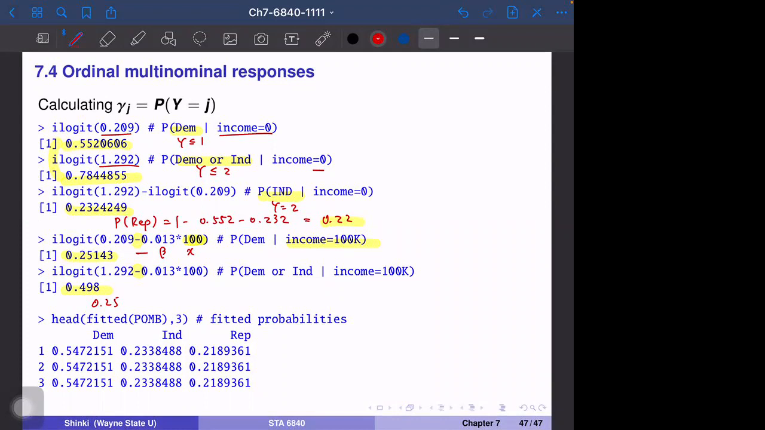And for a given data set, we can calculate the fitted values, and that gives this. Actually, in the first 3 lines, the income level is 1.5, so it's similar to the first result here. And the last line is income equal to 115,000. So actually the last line of this fitted POM is close to these probabilities.